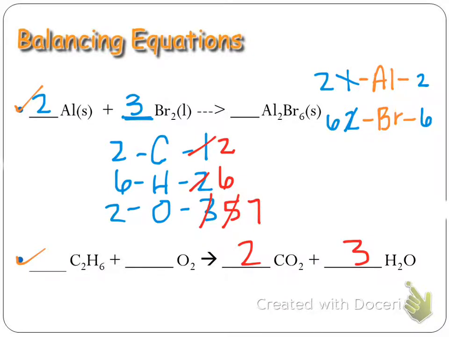So I'm still running into a problem, right? My oxygens are odd on one side and even on the other side. Can I put any coefficient here to make that become a 7? No, coefficients have to be whole numbers, right? So here's what you do when you get stuck like that. You try doubling. You just double everything and see how that goes.